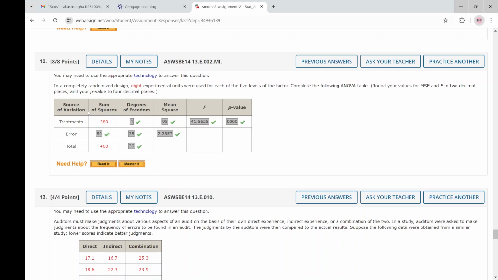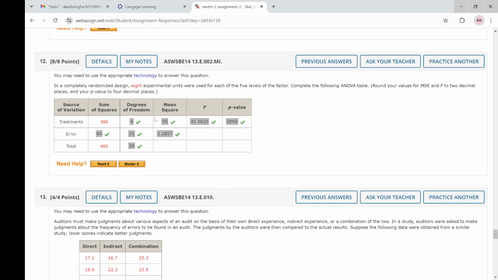Yeah, this kind of table will be coming in the ANOVA. If this is given, this is going to be total minus this, 80 degrees of freedom. It has been given that 8 experimental units were used for each of 5 levels of the factor. Complete the ANOVA. So total 40 units were used, 8 experimental units for each of the 5 levels of the factor.